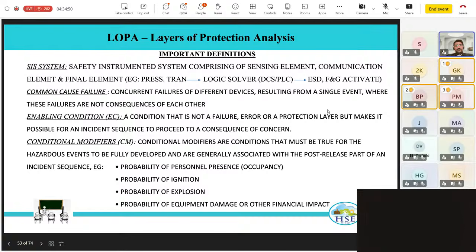Next is conditional modifiers. Conditional modifiers are very important parameters in our system which reduce the consequence or likelihood. The conditional modifiers are conditions that must be true for the hazardous events to be fully developed, and are generally associated with the post-release part of an incident or a consequence. An example would be the probability of personnel presence or occupancy in the unit. Let's suppose you're looking at a certain unit. It may so happen that the person is actually seated in the DCS room.